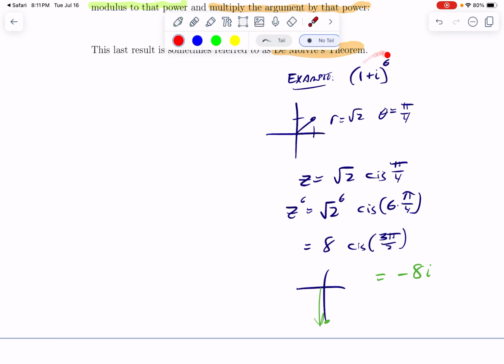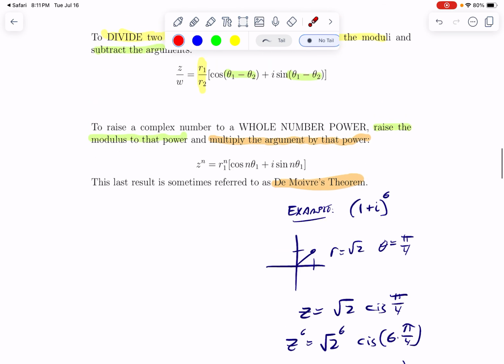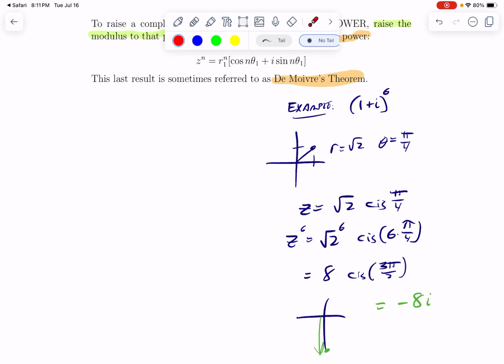Contrast that with, what if I foiled this over and over and over again and kept grouping like terms and kept remembering i squared is negative 1? You could do it, but this is so much more efficient. If you have something you can easily put in polar form, then multiplication, division, and exponents, whole number exponents, are so much easier if you think of complex numbers in polar form.